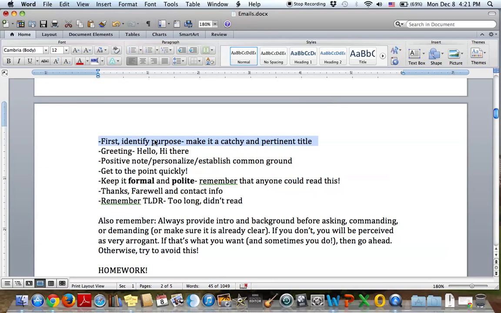So, first 3 steps. We make sure we know our purpose. We put it in our title. We have a greeting, hello, hi there, something like that. We have a positive note, personalization, or some sort of common ground. And again, if it's just a reminder, we don't need to go through all the other details of hi, how are you, or whatever else. Next item of business, get to the point quickly. This is very, very important.